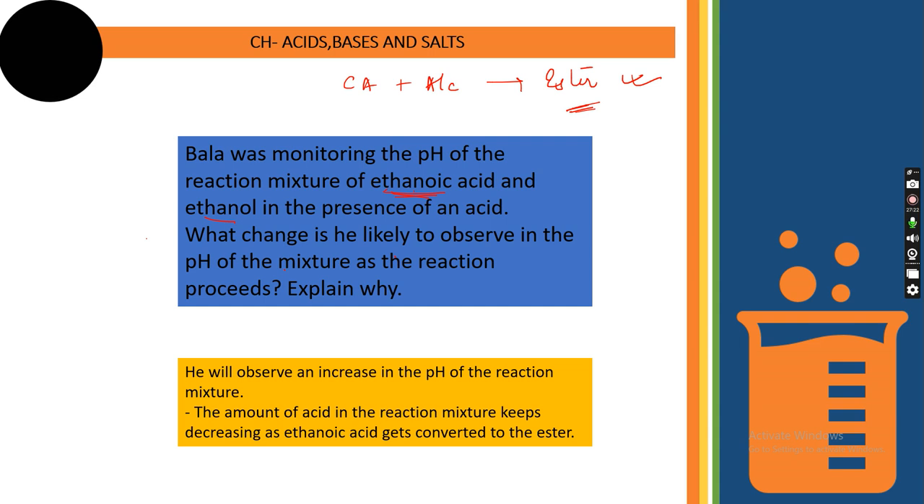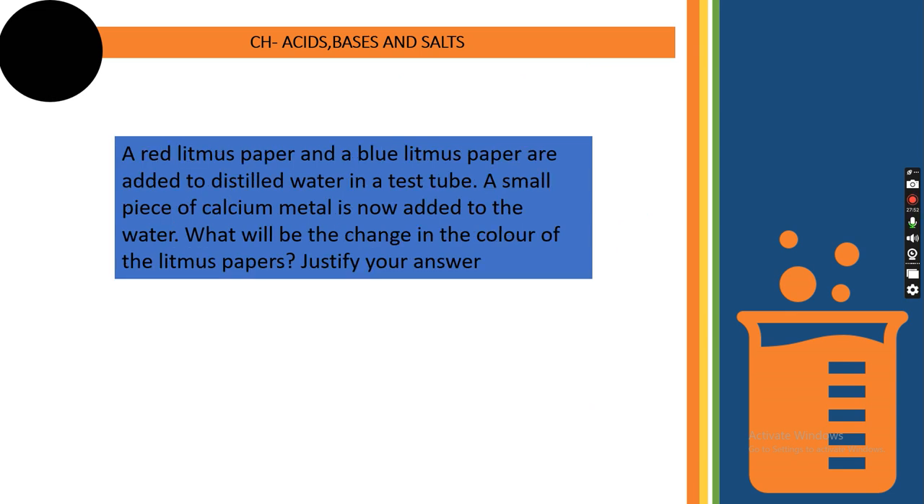So here he will observe an increase in the pH, because it is not acidic now. Earlier it was acidic because it was a carboxylic acid. Now alcohol has been added to it, so what has happened? The ester has formed. Ester is basic in nature, so that's why the pH is higher. So pH is higher than acidic, that means an increase in pH. The amount of acid in the reaction mixture keeps decreasing as ethanoic acid gets converted to ester. So that is the answer for this question.